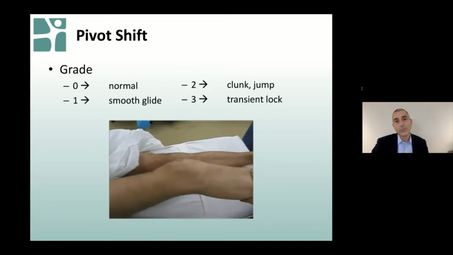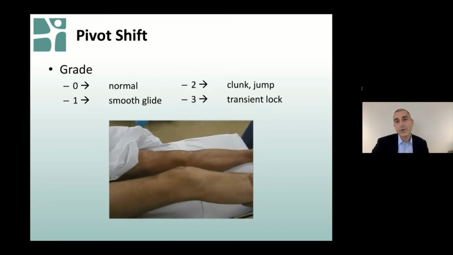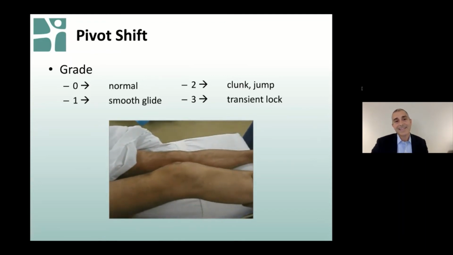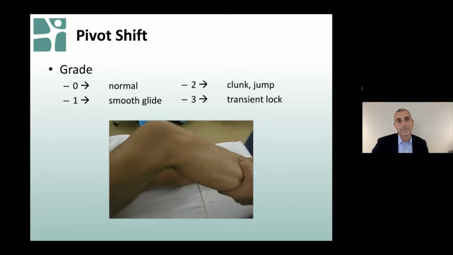A normal knee will be a smooth glide. It'll be relatively unremarkable. And an ACL torn knee will have a clunk or a jump or even a transient lock as that tibia tries to jump back into its more normal position.